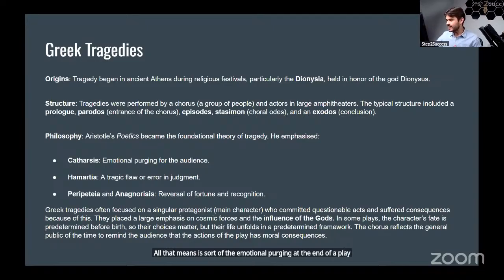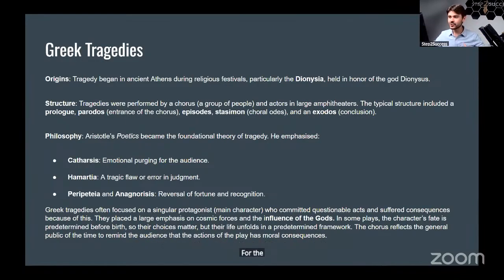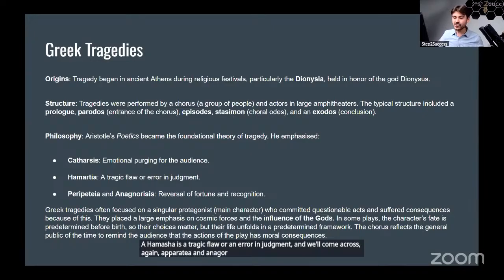So by the time you get to the end of the play, you should feel bad for the character. You should feel something for the main character. Particularly, maybe relief or sadness tends to be related to catharsis. A hamartia is a tragic flaw or an error in judgment. And we'll come across again peripeteia and anagnorisis, which just means the reversal of fortune. And we'll come across this again in a sec.